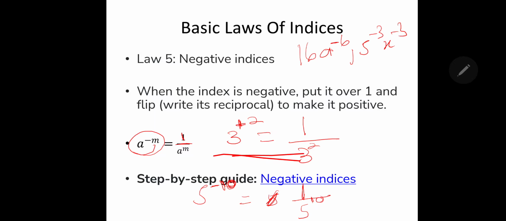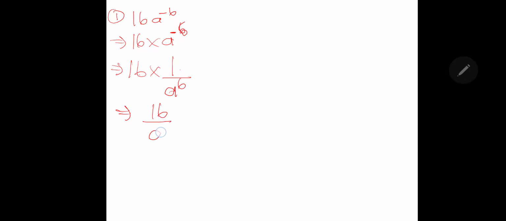So our first example is 16a to the power negative 6. This can be written as 16 times a raised to the power negative 6. What does this mean? From the fifth law, 16 times, flip this one, 1 over, and then this one becomes positive, a to the power 6. 16 times 1 is 16. So 16 over a to the power 6, and that is the answer.